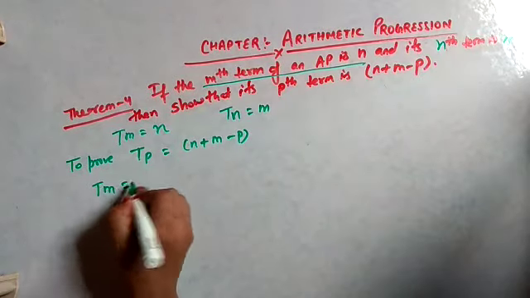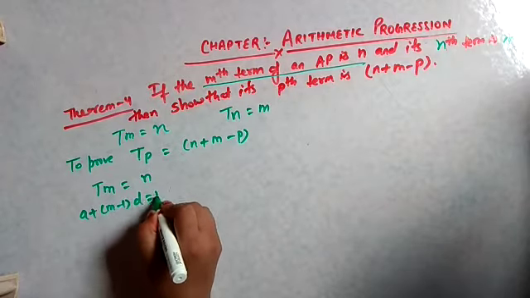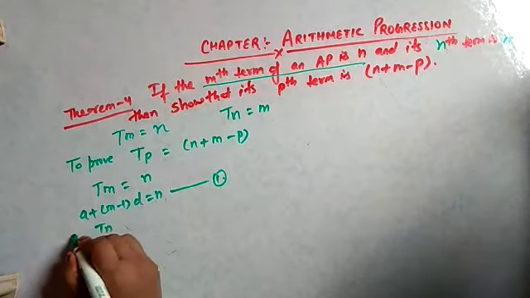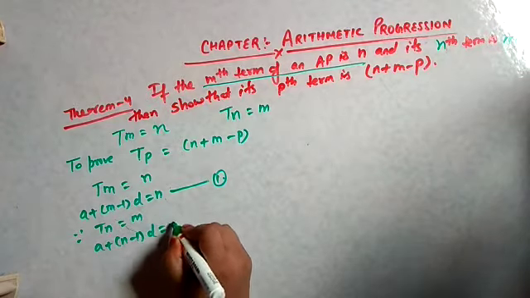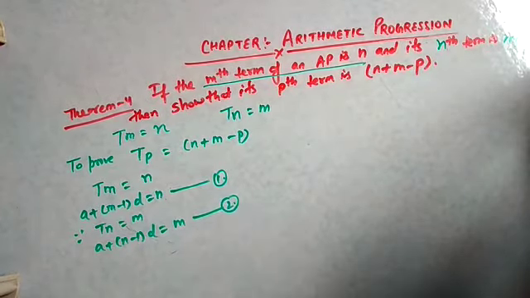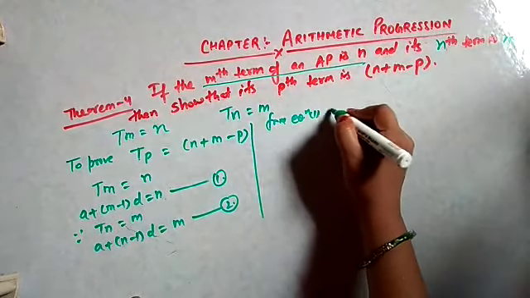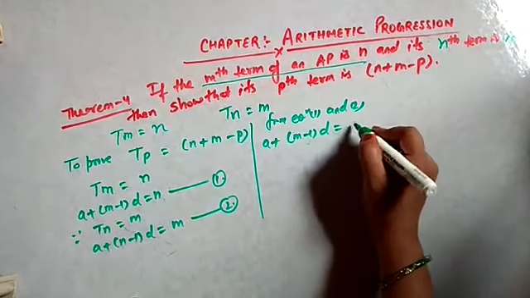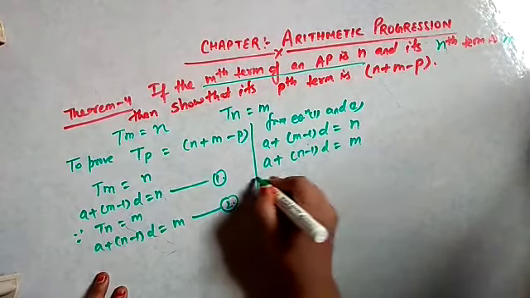So see, since Tm equals n, we can write a plus (m minus 1) into d equals n. Let this be equation 1. And since Tn equals m, we can write a plus (n minus 1) into d equals m. This is equation 2. Now we will subtract equation 1 from 2. So from equations 1 and 2, a plus (m minus 1) d equals n, a plus (n minus 1) d equals m.